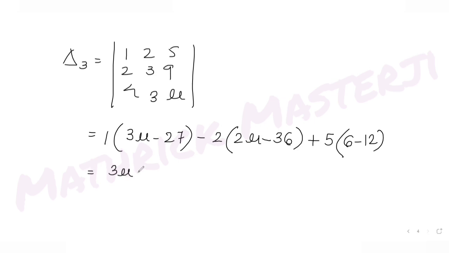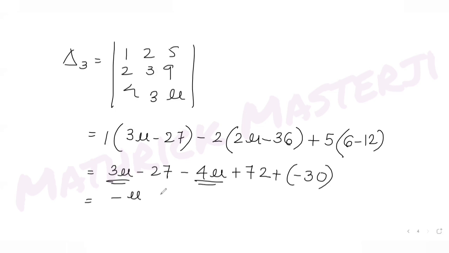So you get 3 mu minus 27 minus 4 mu. Minus into minus, so 2 into 36 becomes 72. And 5 into minus 6, which is minus 30. So I get from here 3 mu minus 4 mu, which is minus mu. 72 minus 30, which is 42, and 42 minus 27, which is 15. And they have given us delta 3 is 0. So from here I get mu is 15.